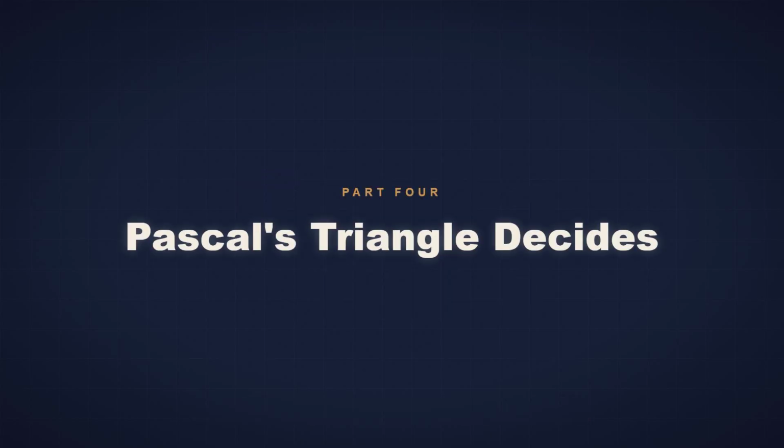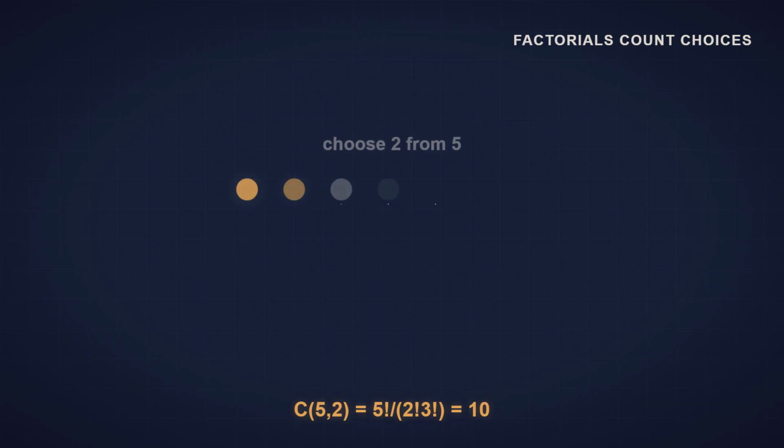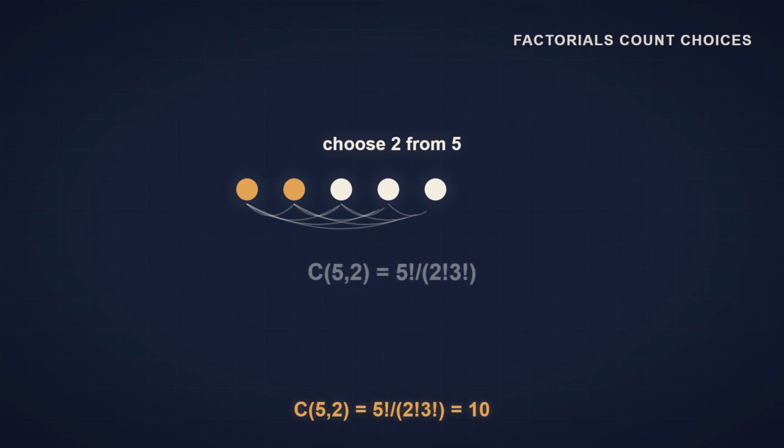A third proof is hiding along the edge of the most famous counting triangle. Factorials also count combinations. The number of ways to choose k objects from n is n factorial divided by k factorial times n minus k factorial. Take 5 objects and choose 2. The formula gives 5 factorial over 2 factorial times 3 factorial, which is 10. A visual grid of pairs confirms the answer.